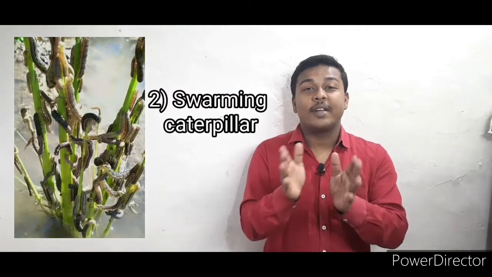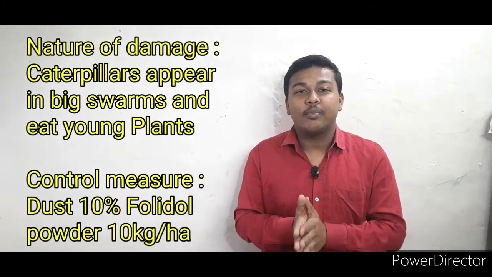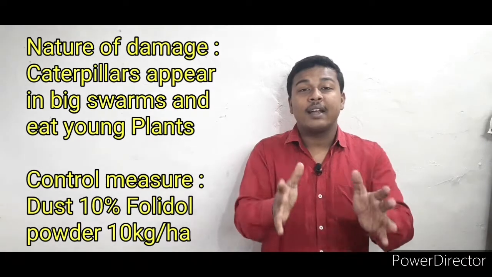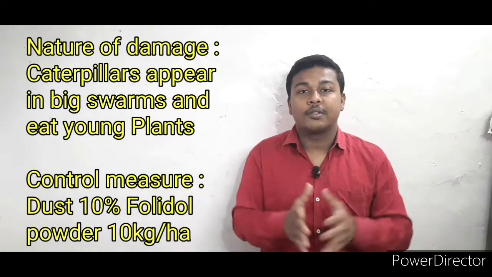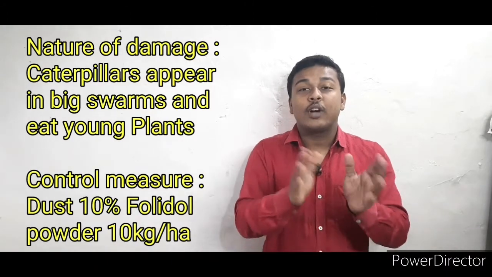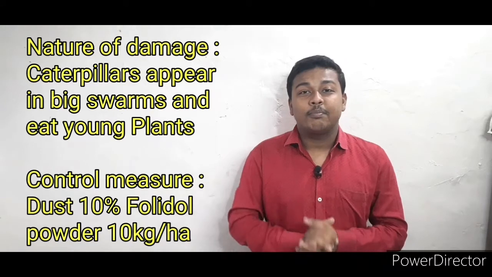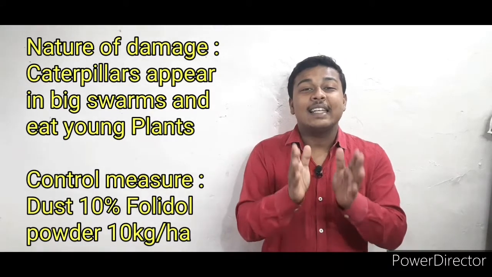Next one is swarming caterpillar. The way they damage the crops is that they appear in big swarms and then eat the young plants. To control this, dust 10% foliadol powder at 10 kg per hectare.